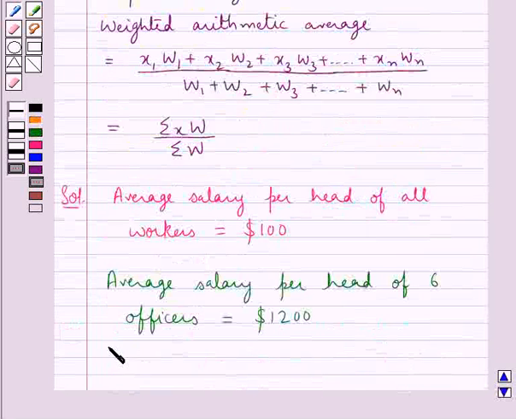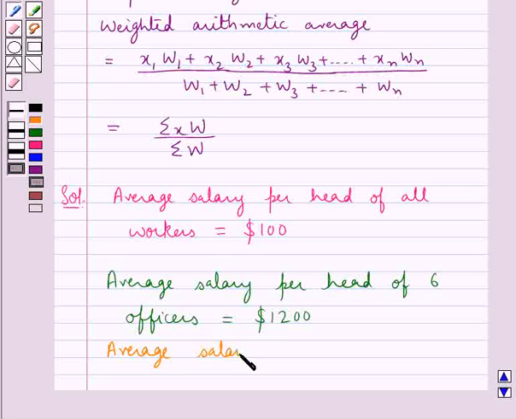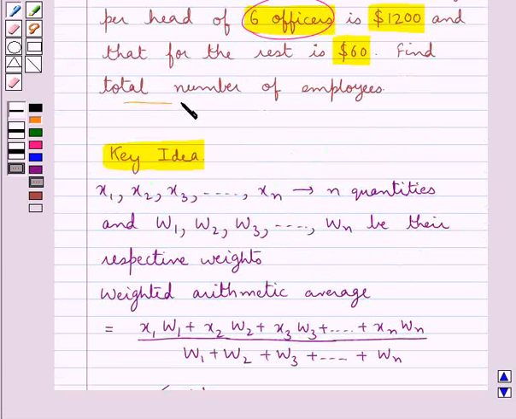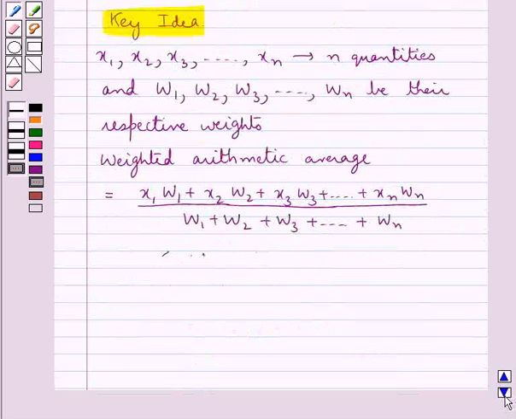So, average salary per head of the rest of the employees is equal to $60. And we are supposed to find the total number of employees.